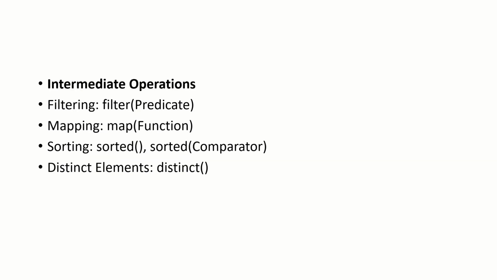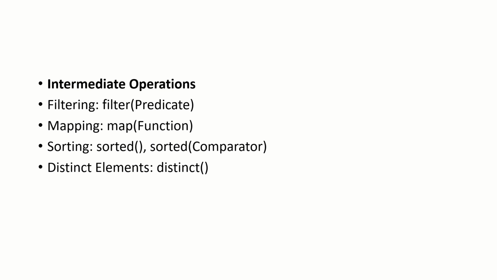So after you have created a stream, you can apply these intermediate operations. For filtering, you have to call the filter method, and inside the filter method you have to provide the predicate. Similarly, for mapping, you can call map, and you have to provide the function inside the map. For sorting, you have to call the sorted method, or you can call a different version of the sorted method where you provide the comparator. For distinct, you can directly call the distinct method on the stream. So these are the intermediate operations.